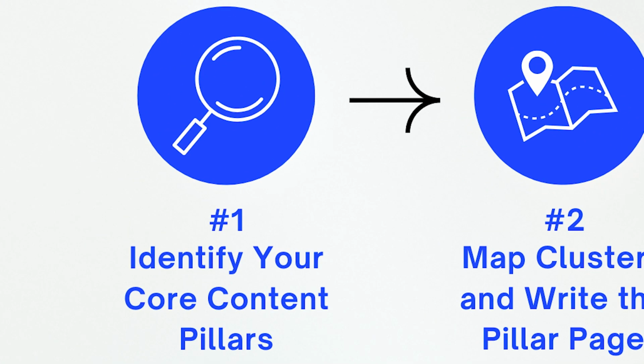So phase 2 is how to execute this, and it's a 3-step plan. So this is the how-to. This is shifting your content strategy so that it works. It just comes down to 3 simple practical steps. Okay, step number 1, identifying your core content pillars.